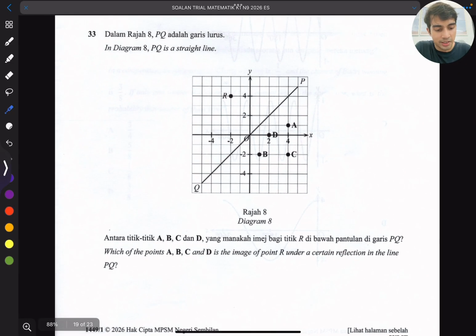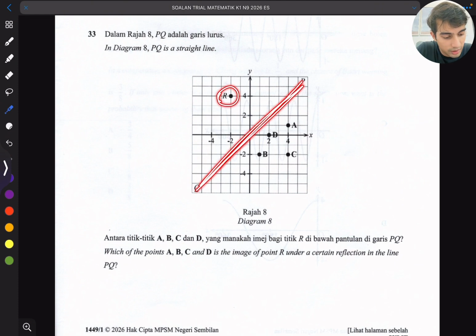Alright, question 33. PQ is a straight line. Which point is the image of point R under a reflection in line PQ? So this one, reflect on this line. It will be somewhere here. This distance and this distance must be the same. So the only option has to be C. Others all cannot. I think for this one you just use common sense. If you want to do it mathematically, you can find the number of boxes here and go down here.